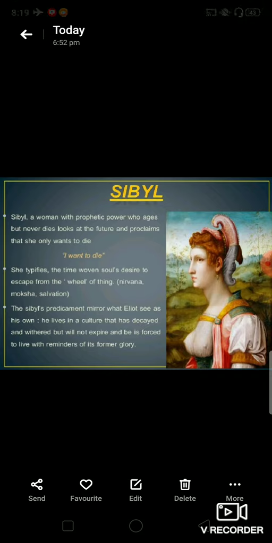This is how Eliot is using the myth of Sibyl in his epigraph. When you read The Waste Land, you will find the epigraph there in the beginning. An epigraph is generally a kind of quotation from other text or other readings to tell the theme of the particular work. So this was about Sibyl.